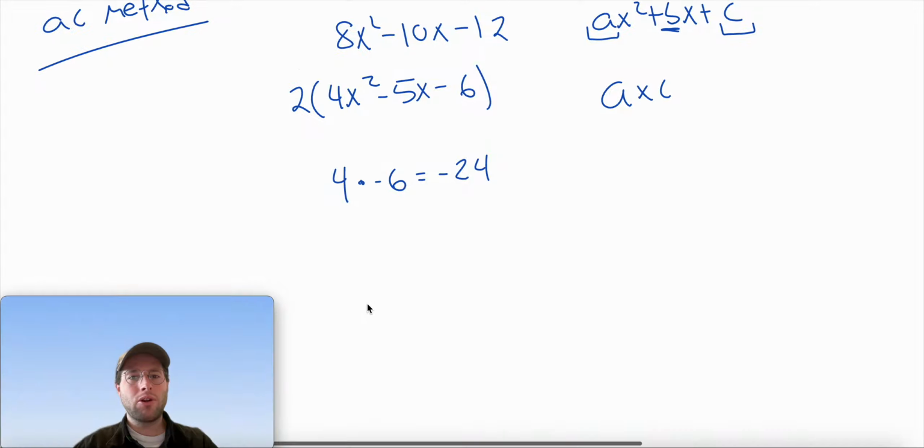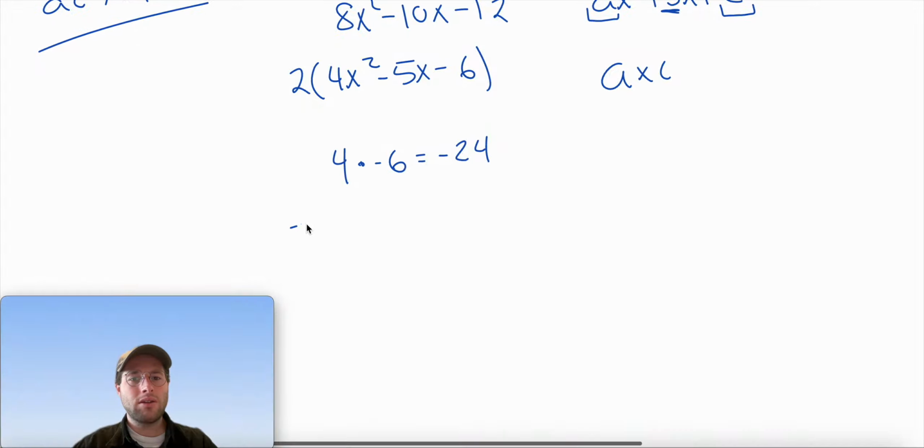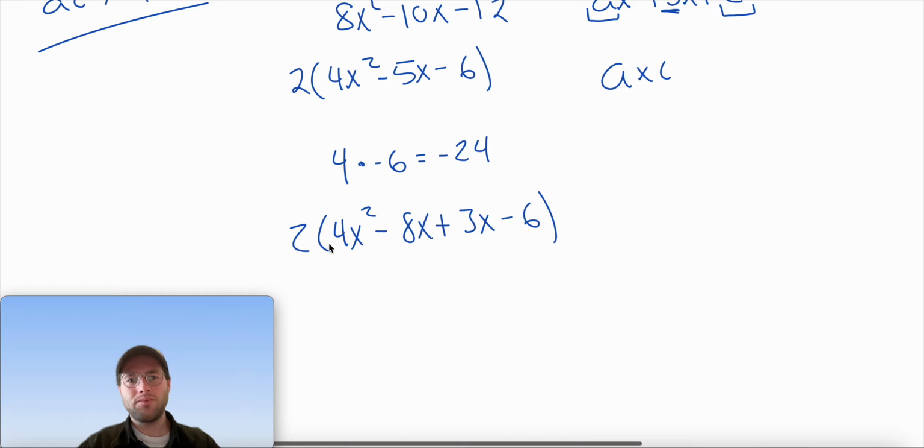So now we want to go ahead and rewrite this like so. 2 times 4x squared, we leave that alone. Then minus 8x plus 3x minus 6. So we split up that middle term into these two terms here, and notice that negative 8x plus 3x is the same thing as negative 5x.